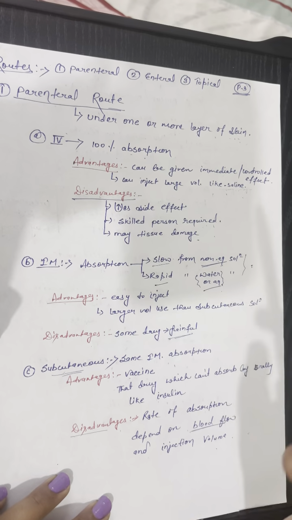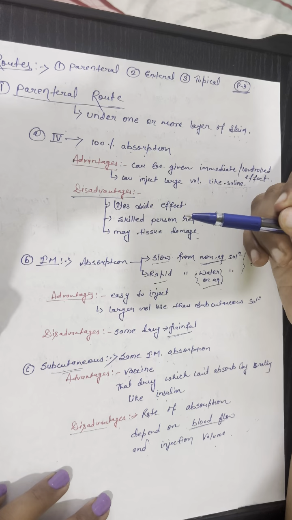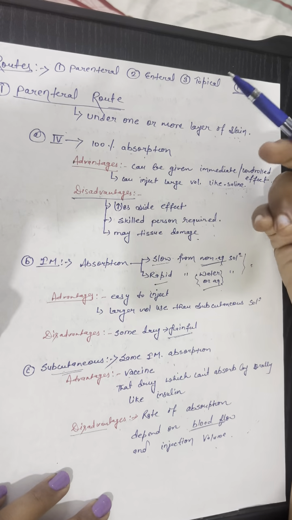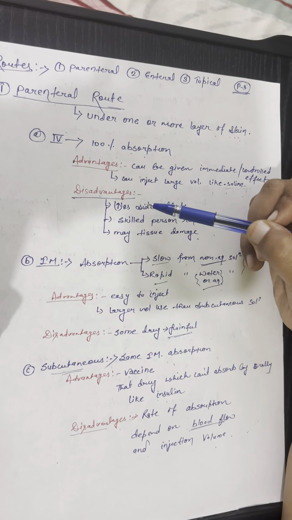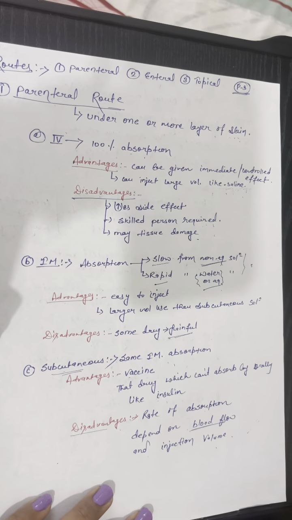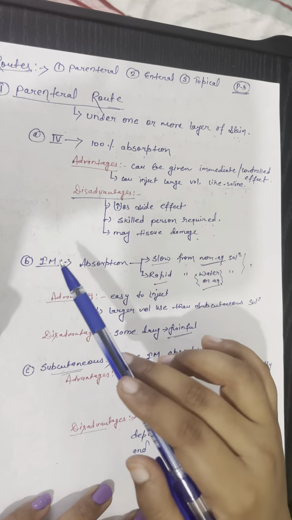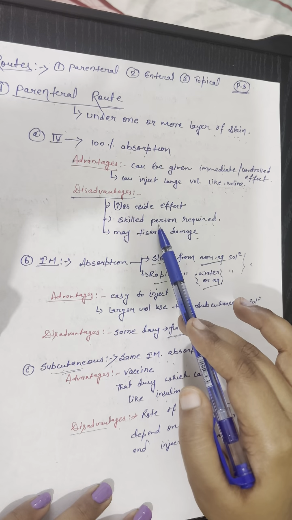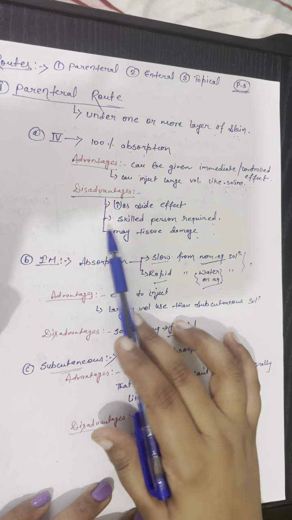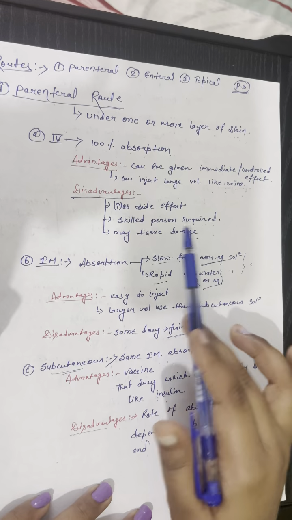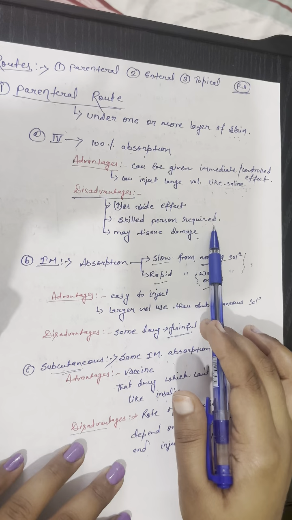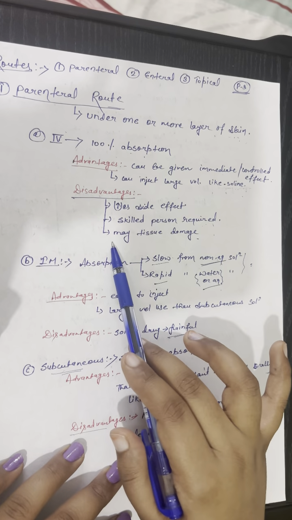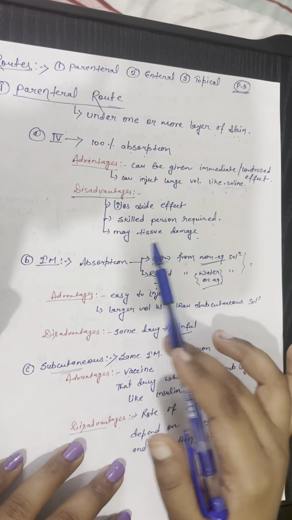Disadvantage, if someone has a penicillin reaction or vitamin C reaction, anyone can have some drug reaction, and the patient didn't tell the physician, then a severe condition will occur. It will give side effects, and an allergy condition will occur. And most important, a skilled person is required. Everyone can't give an injection in the vein, so a skilled person is compulsory. May cause tissue damage.